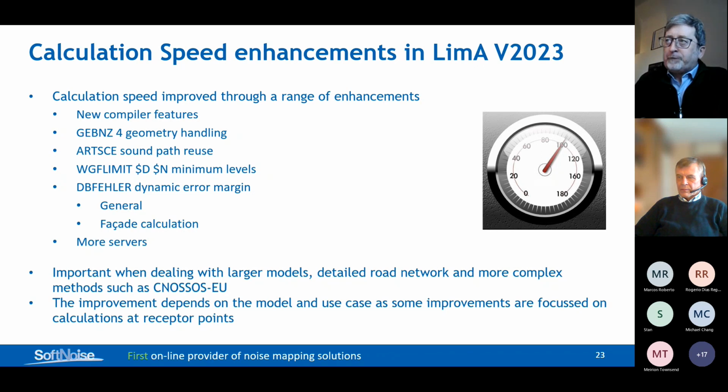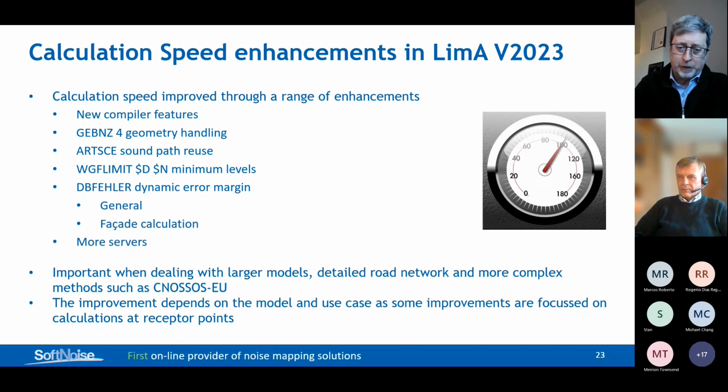Calculation speed enhancements are done through a range of small improvements and new compiler features, something called GBNZ4, which I'll explain on the next slides; ArtSCE, sound path reuse, which I'll also explain. I'll explain most of these briefly. WGF limit for day and night levels, introducing minimum levels below which you don't have to do the same level of detail. dB failure dynamic error margin. The process in general has been improved, and there are enhancements when you're dealing with facade calculations. And also we deal with more servers.